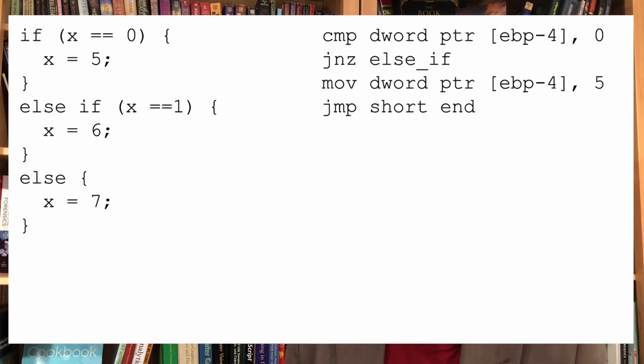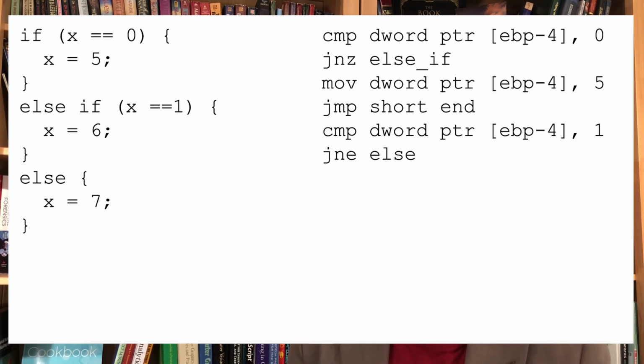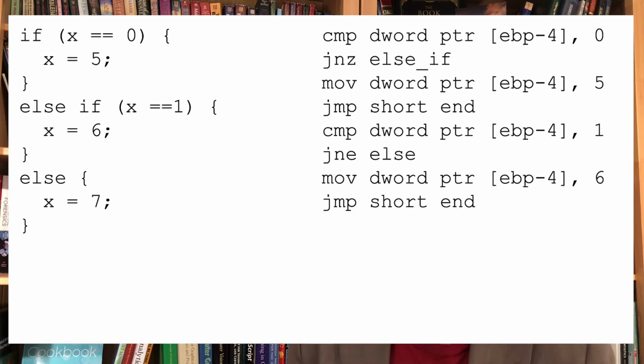In the else if, we need to compare to see if x equals 1 and jump to the else if it is not. Remember that JNZ is an alias for JNE, or jump if not equal. If we don't jump, we need to assign x to 6, then jump to the end.